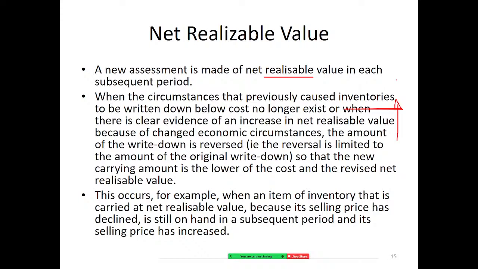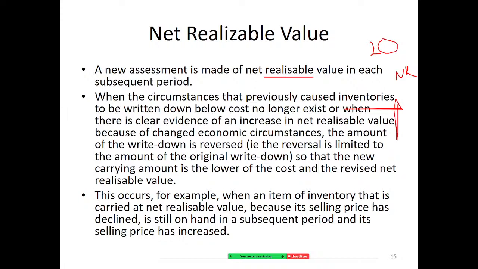It means NRV is higher than its cost. That time we have to reverse, we have to cancel out the earlier expense of 20. So when the circumstances that previously caused inventories to be written down below the cost no longer exist, so there is now, at present in the future period, in the consequent period, no such value reduction. They no longer exist. Now it has come back to normal, or sometimes the market value of that particular inventory has increased. So when there is a clear evidence of increases in net realizable value, right?